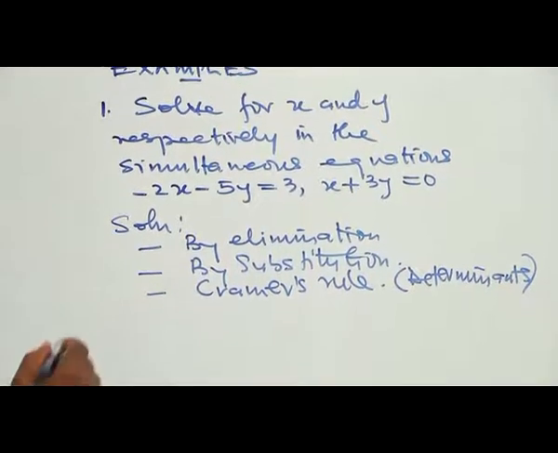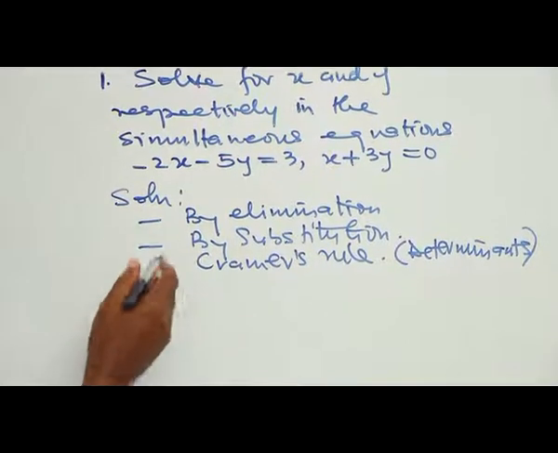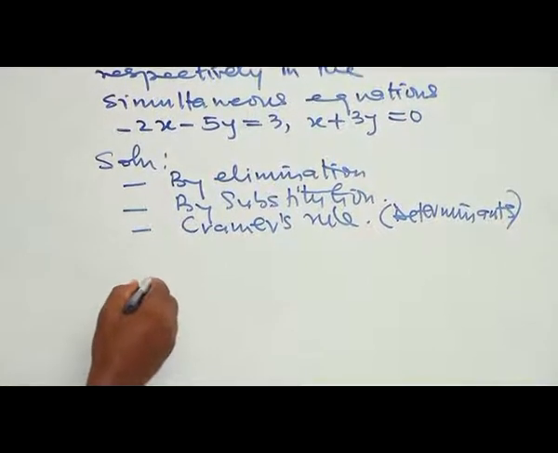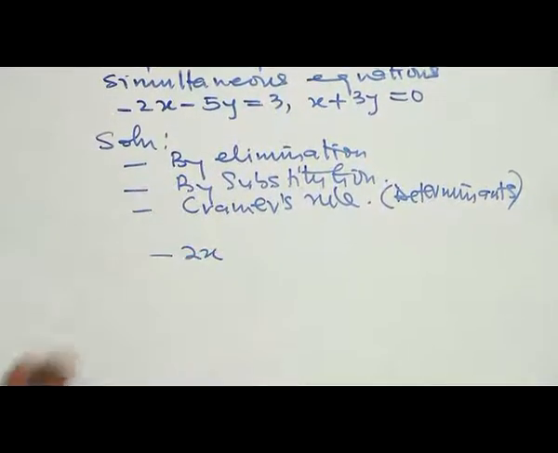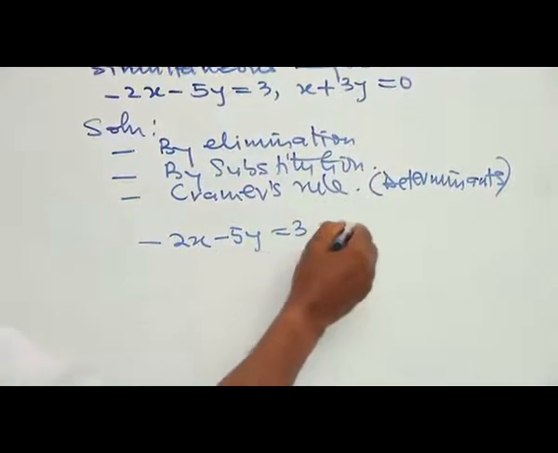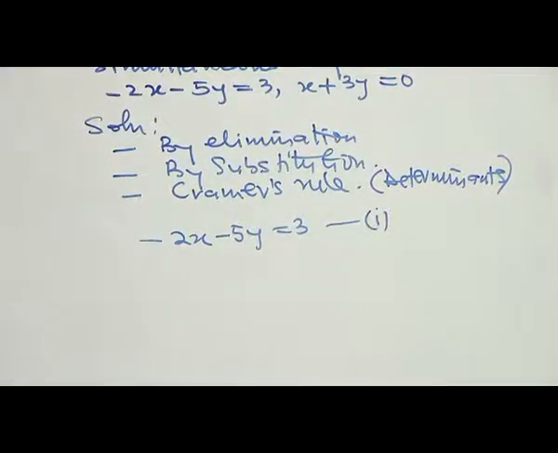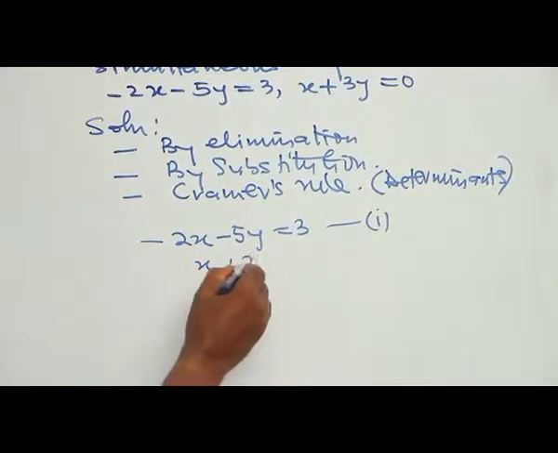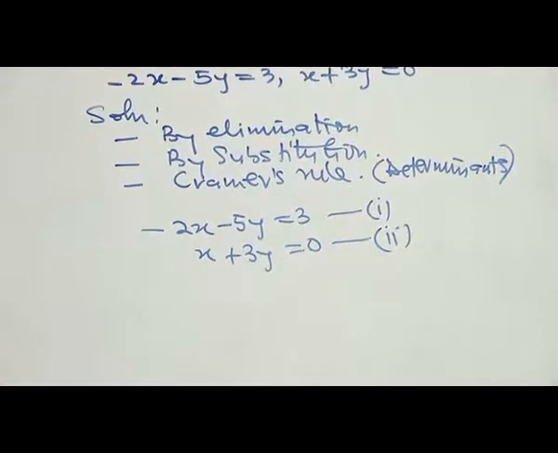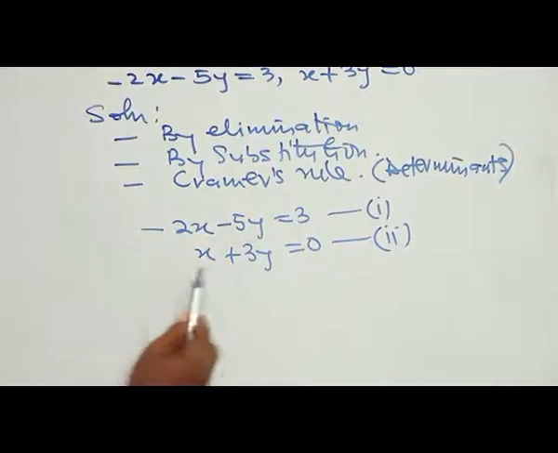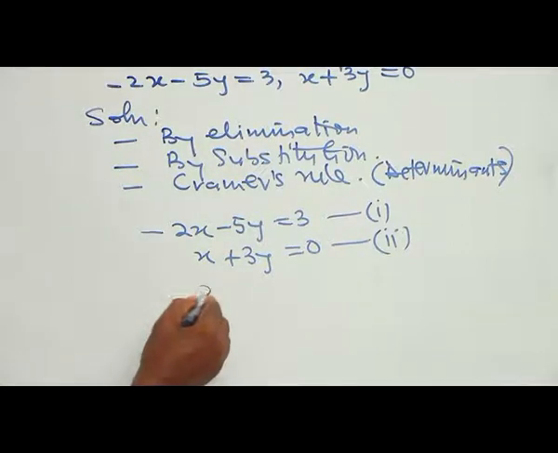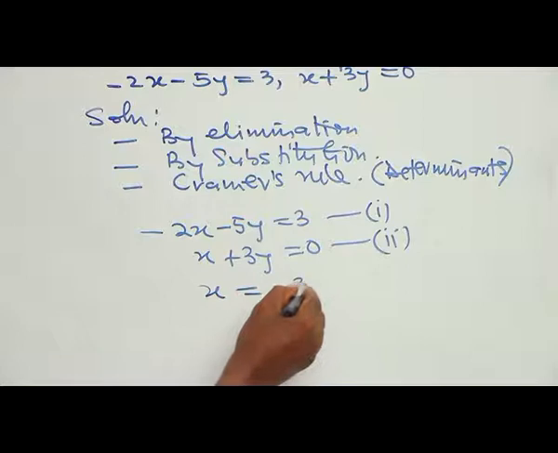Okay. But for this case, we are going to use either elimination or substitution, whichever one is applicable. So we write our first equation, which is minus 2x minus 5y equal to 3. You call this one your equation 1. You now take your x plus 3y, you call this one your equation 2. Usually when the coefficient of any of the variable is 1, then you can make that the subject of the formula. So from 2, our x is equal to minus 3y.